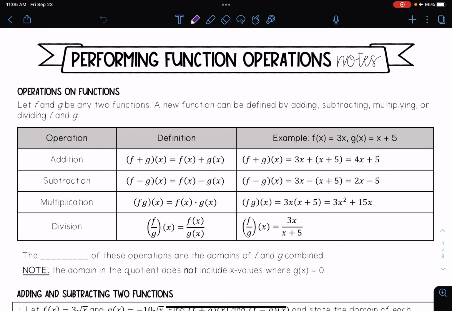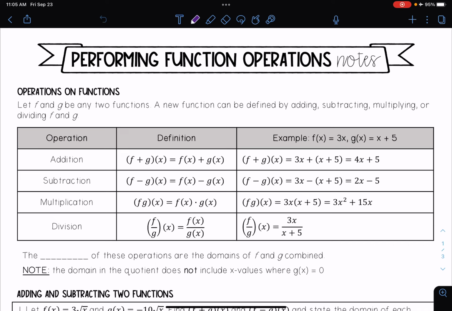Hello everyone. Today's lesson we're going to be talking about performing function operations. For functions, we can actually perform operations on them. If we let f and g be any two functions, a new function can be defined by adding, subtracting, multiplying, or dividing our two functions f and g. The four operations that we have are typical ones: addition, subtraction, multiplication, and division.